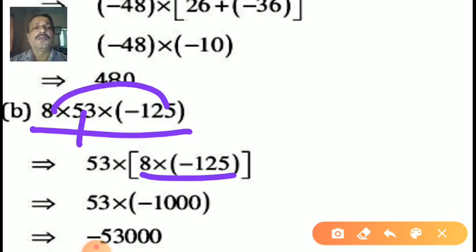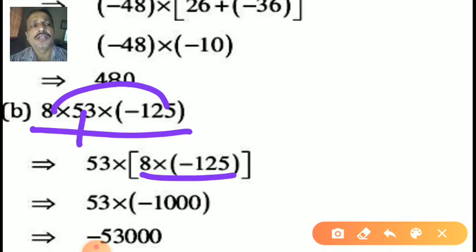Yes, 8 into 125. Why did I take this? Because you can find 125 multiplied by 8 gives us 1000. And 1000 has three zeros. We can keep those aside for a while. Now look here, 53 into minus 1 only. So 53 into minus 1 gives minus 53, and we can bring back the three zeros. That's why the answer is minus 53,000.